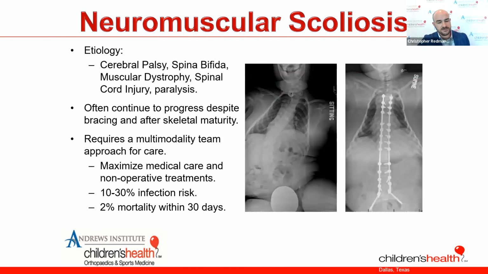When we look at neuromuscular scoliosis, this is a curve that develops secondary to neurologic pathology, including cerebral palsy, muscular dystrophy, paralysis, and other conditions.